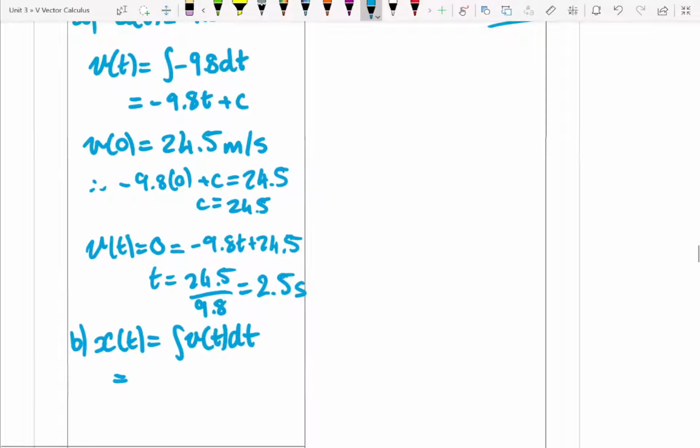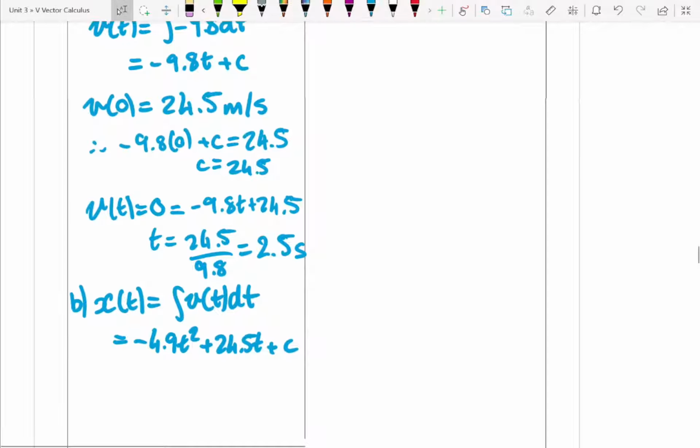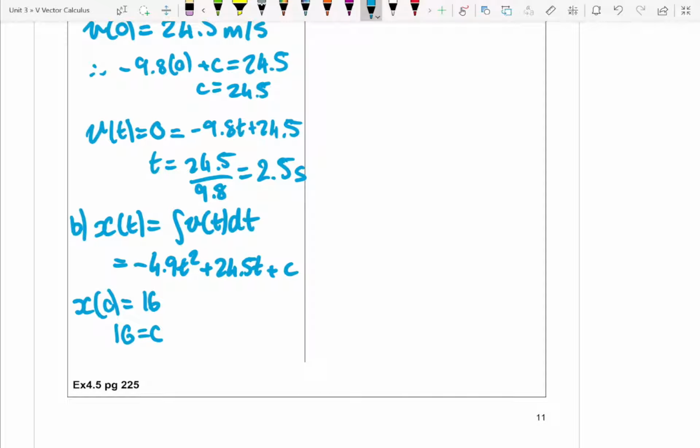So in this case, it's going to be negative 4.9 t squared plus 24.5 t, and then plus a constant of integration. So we know that it started at 16 meters, so x of 0 is equal to 16. We get, therefore, 16 is equal to c. Because we're working just with polynomials here, we're never going to have c not equal to the value of the initial. But if you're working with like a sine curve, in that case, you could have c values that weren't just the initial.